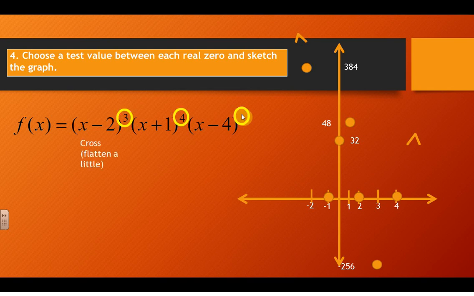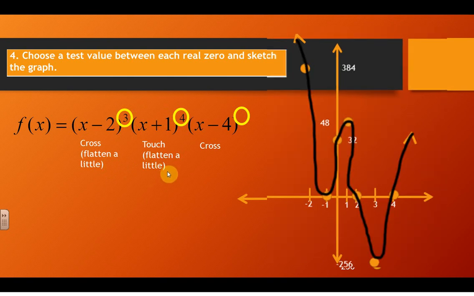So this is what we were talking about before, 3, 4, 1, so we knew it was going to cross, touch, cross, and then we were just pointing out, remember, the higher it gets, it's going to flatten a little bit. So we have a root at -1, and it flattened and boop back. It went through the y-intercept, went up to that point that we found, and crossed at 2. Then we went all the way down to that -256, and then through the root 4, it popped right through. And that's your sketch.